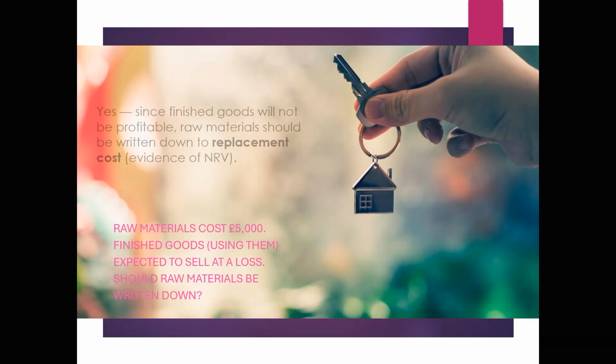Correct. Because they said raw material cost is 5,000. But the finished goods which you make using that raw material will be expected to sell at a loss. So therefore, the raw material is already expensive, higher than the price, so it should be written down. Since finished goods will not be profitable, raw material should be written down to replacement cost, as evidence of NRV.